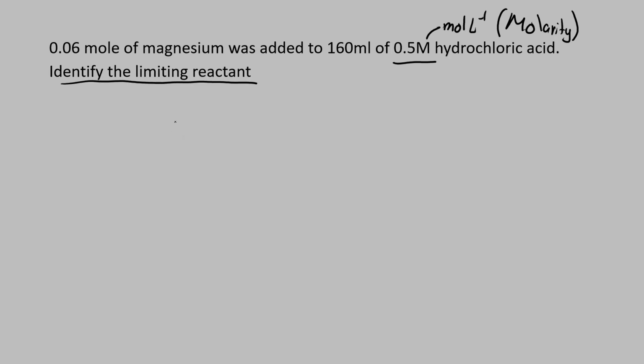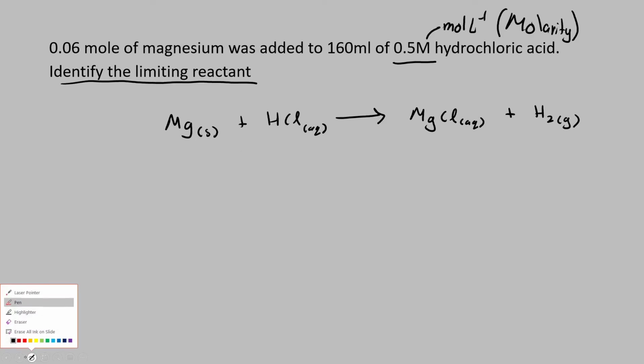Okay, so first, the question is asking about the limiting reactant. So we need the balanced equation. So magnesium was added to hydrochloric acid, HCl, and we get MgCl plus H2 gas. Okay. So now we need to balance the equation. So here there are 2, so you multiply by 2. Now hydrogen is enough, chlorine has 2, so you multiply by 2. Now it is balanced.